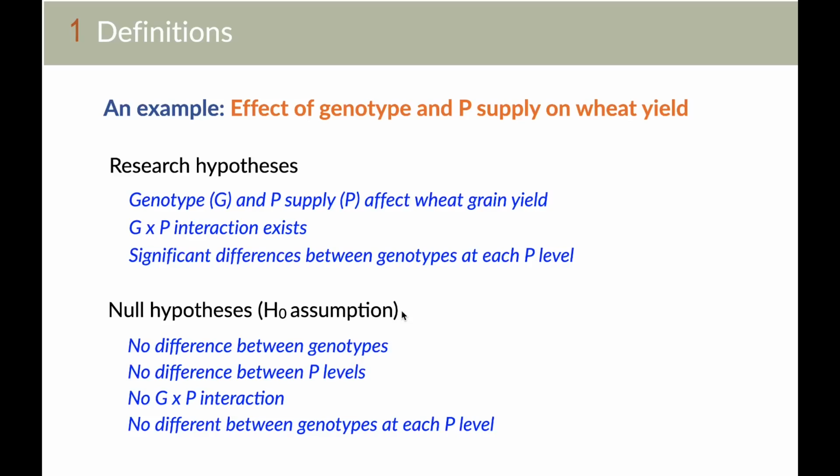To test the research hypothesis, we need to test the null hypothesis. This is the null hypothesis. The first one is no difference between genotypes. The second one is no difference between phosphorus levels, and no interaction, and also no difference between genotypes at each phosphorus level.